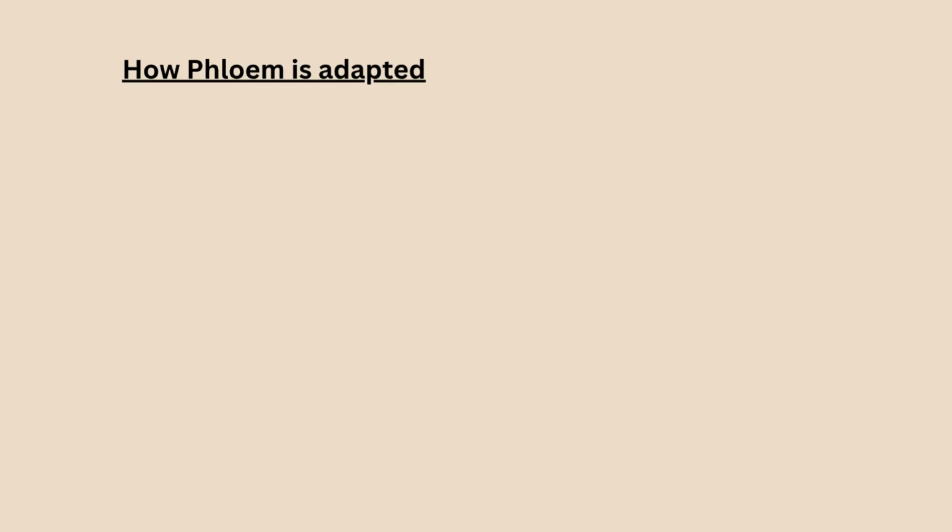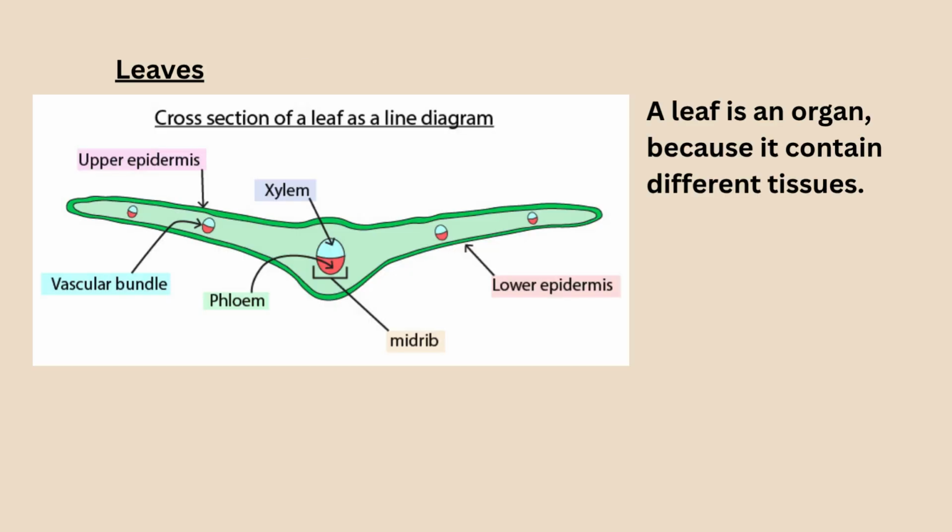There is bidirectional flow in phloem. This means that sugars can move up or down the plant to where they are needed, such as growing regions or storage organs. A leaf is an organ because it contains different tissues.